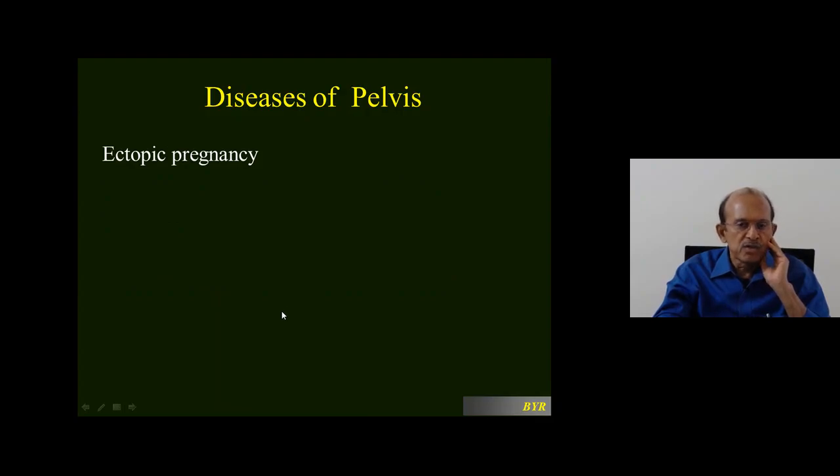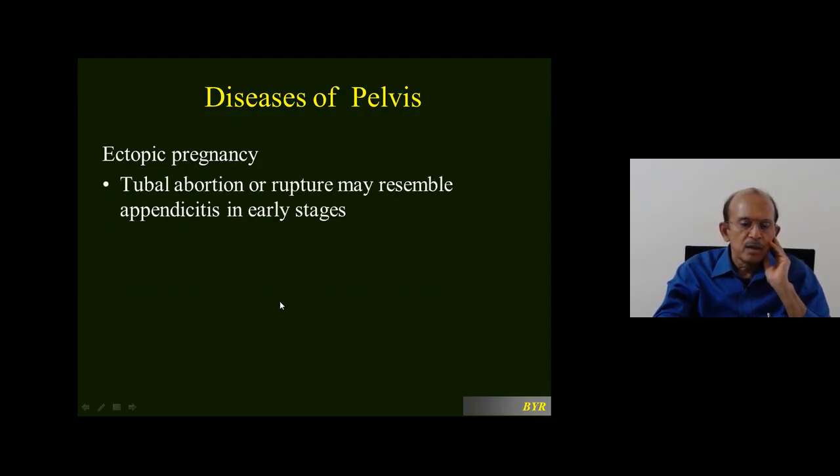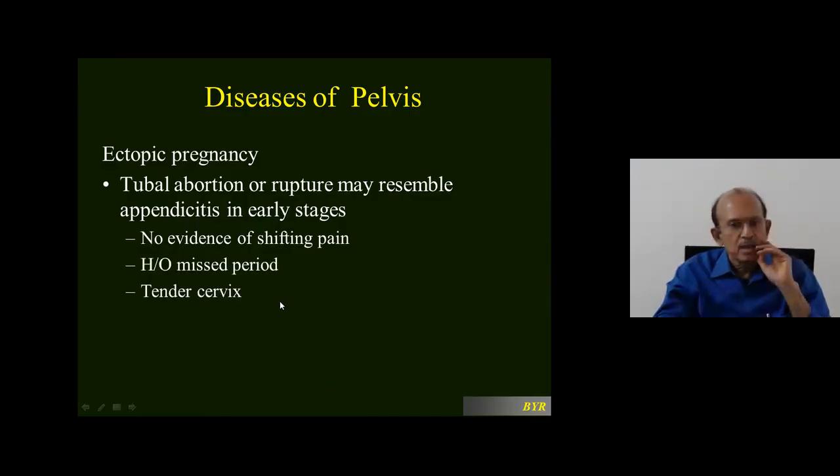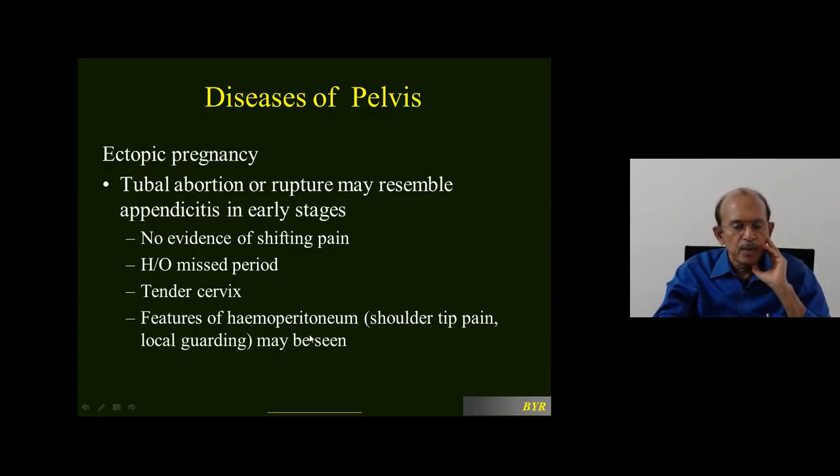Ectopic pregnancy also produces pain. So tubal abortion or rupture may resemble appendicitis in the early stages. There is no evidence of shifting pain. A history of missed menstrual period will be there. There is a tender cervix. Features of hemoperitoneum may be seen, that is shoulder tip pain and local guarding.